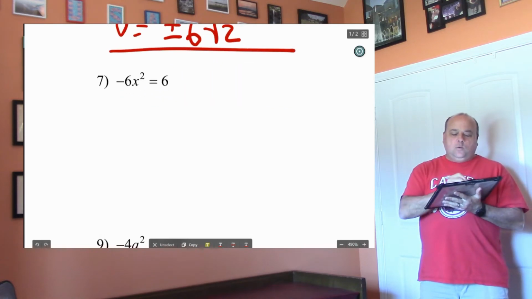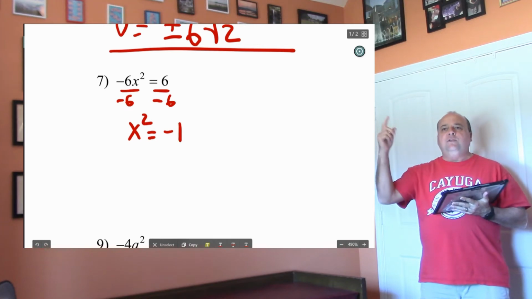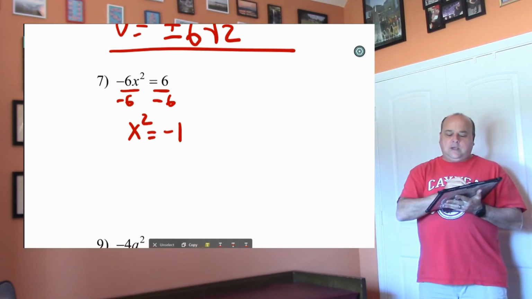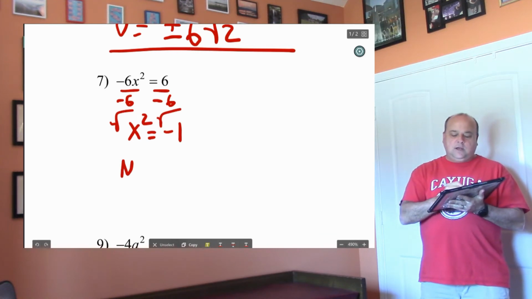On the next one, we're going to divide both sides by negative 6. I'll get x squared equals negative 1. This problem right here, you can't get the square root of negative 1, can you? So the answer will be no solution.